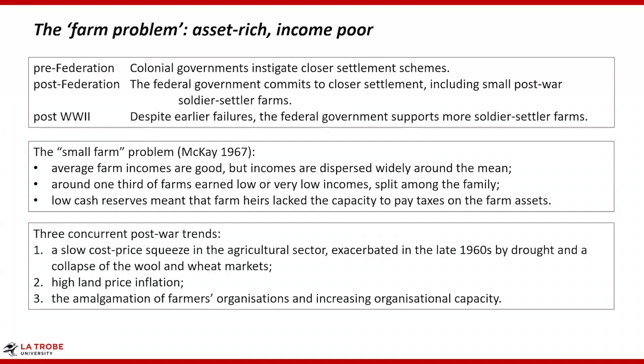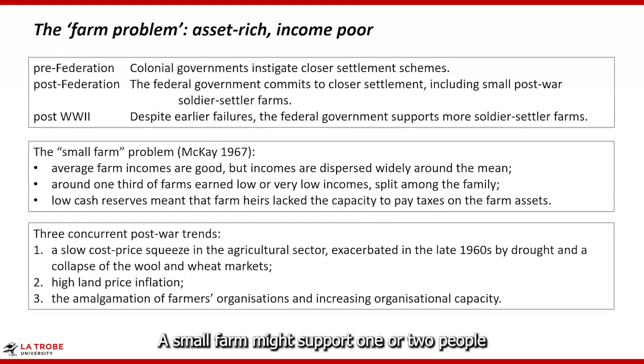The farm problem was really a small farm problem and a poor farm problem. Throughout the 1960s, Australian agricultural economists wrote that very small farm enterprises face severe problems with poor earnings, tax liabilities, and problems with succession. A small farm might support one or two people, but not multiple generations of the same family, and cash was always in short supply.